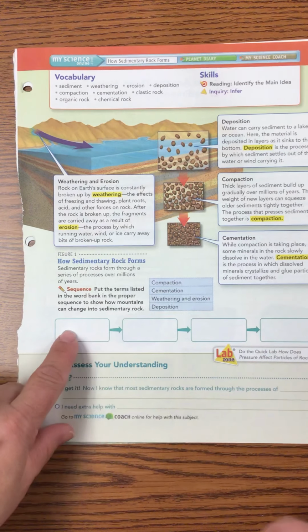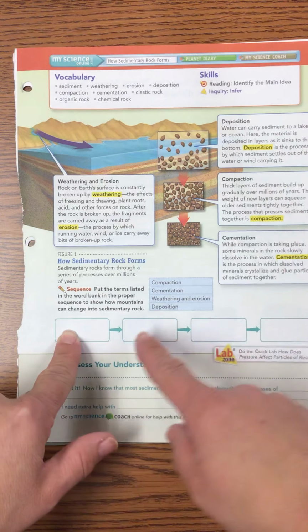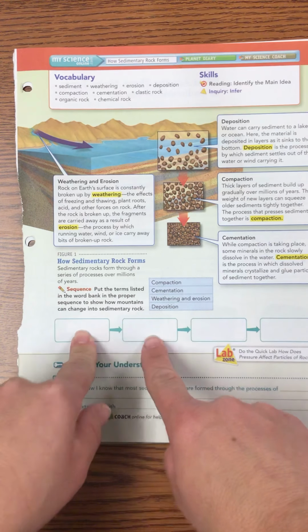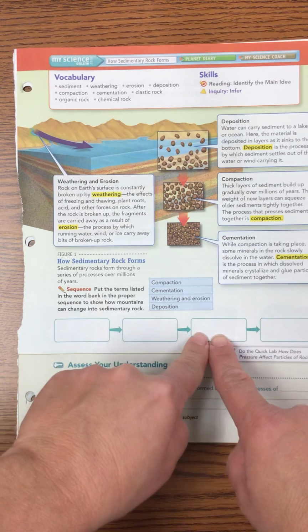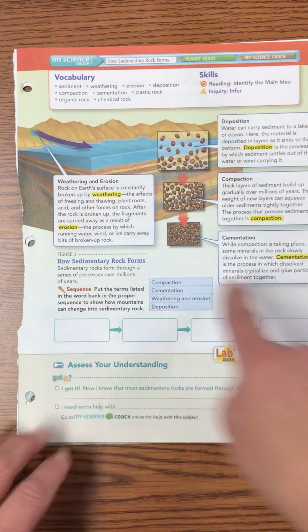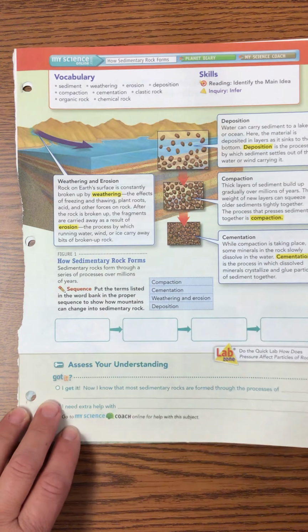So first you have weathering and erosion, then you have deposition, so you can write these words in the boxes, then you have compaction, then cementation. So these are the order, just like that.